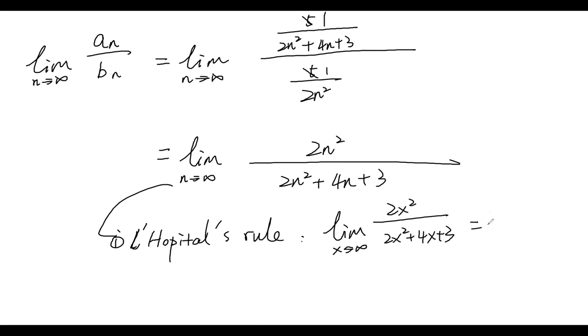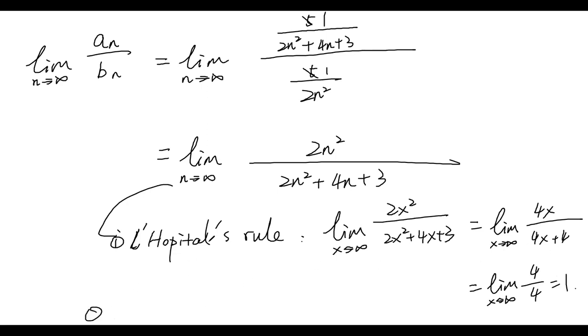Using L'Hopital's rule, you calculate the derivative of the top and the bottom, which gives you 4x divided by 4x plus 4 as x approaches infinity. Then you use L'Hopital's rule again and get the limit as x approaches infinity of 4 divided by 4, which is equal to 1. So this is one way to do it.